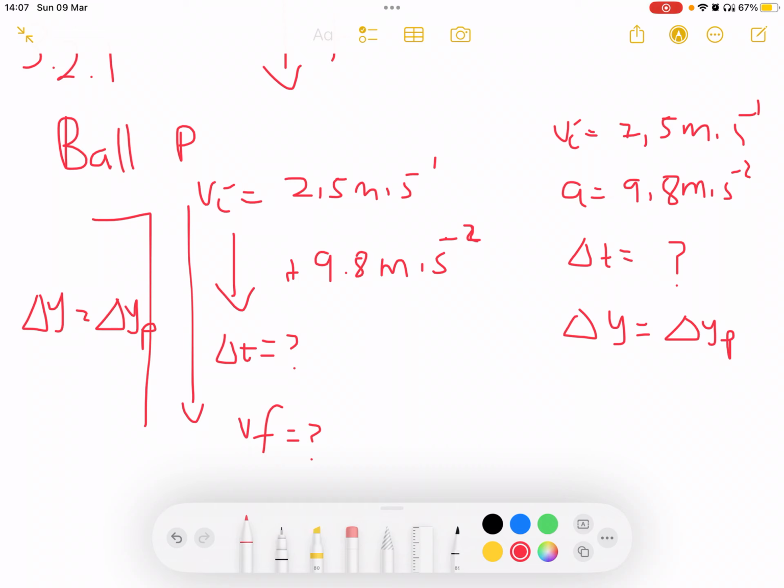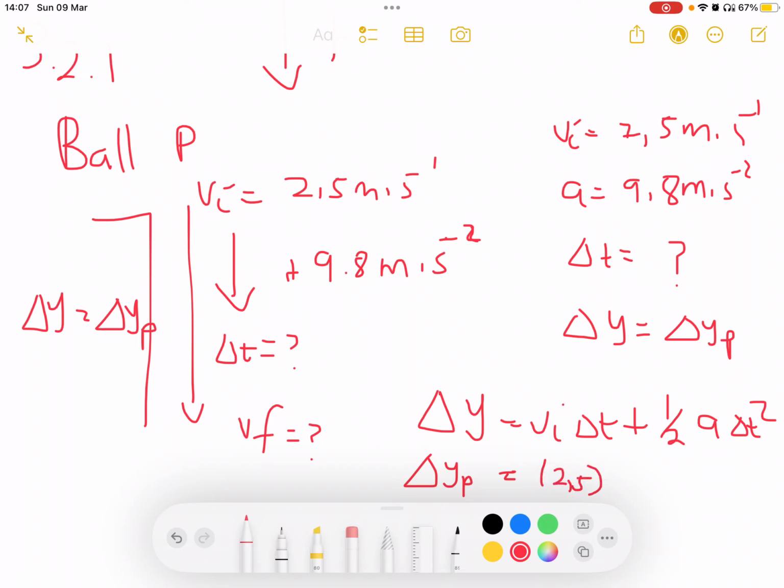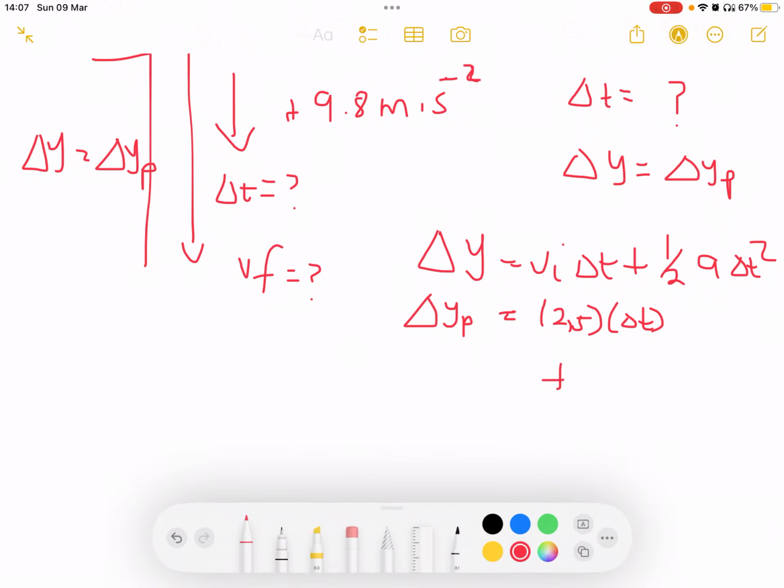It is best to choose an equation of motion by just looking at the information sheet or data sheet, and you just straight away write it down or copy it down. The best one that has these four variables is delta y equals vi delta t plus half a delta t squared. Now, the delta y is going to be delta y of ball P, and the V initial is 2.5 multiplied by delta t, plus half of acceleration 9.8 times delta t squared.